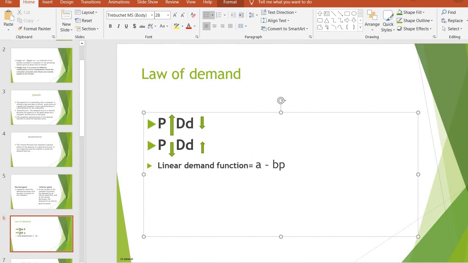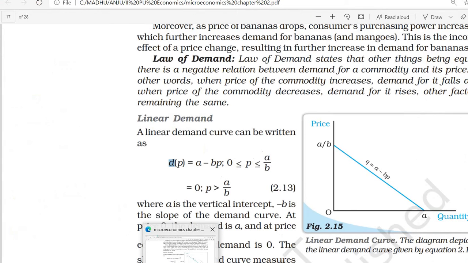Okay. Then the law of demand states that when the price increases, demand will decrease, and when the price decreases, demand will increase. Okay. Now we can study about the linear demand curve. What is a linear demand curve?